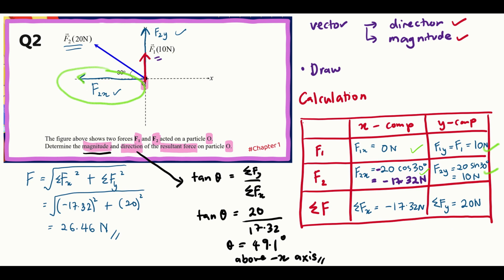So how do we know it is above the negative x-axis? Because it depends on the signs of the x and y components of your resultant. So you have negative x and positive y. Then your angle is here, meaning that this is your resultant force, F resultant, and the angle is here. So it is above the negative x-axis. Thank you.